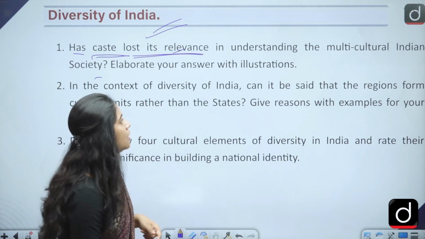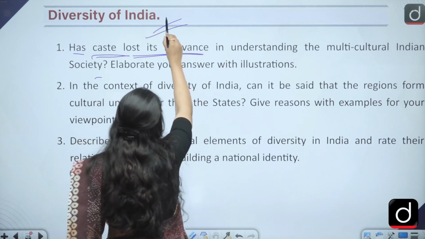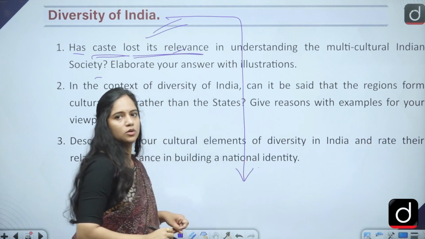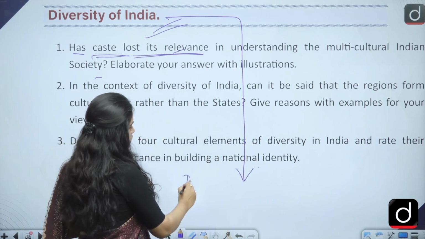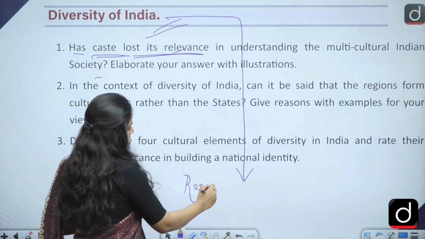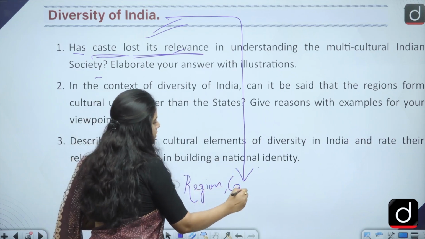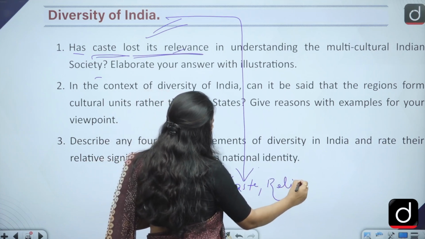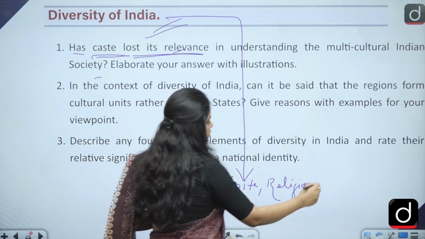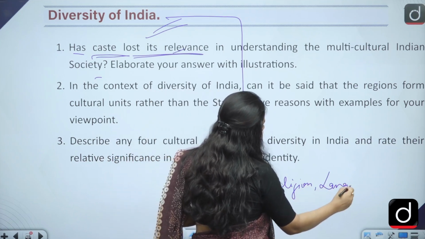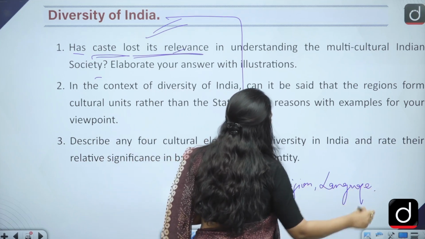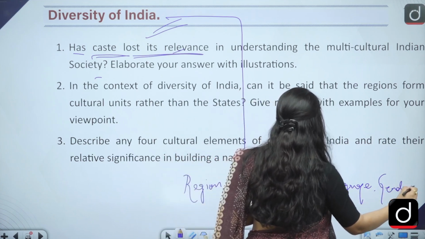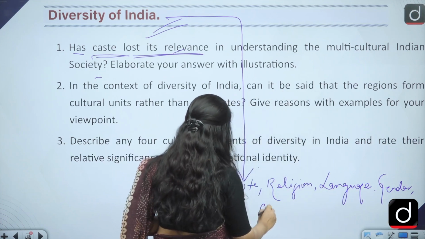and you would think, why is this being asked? But if you see diversity of India, you can actually break it down into how Indian society is diverse with respect to region, with respect to caste, with respect to religion, with respect to language, with respect to gender, and with respect to ethnicity.